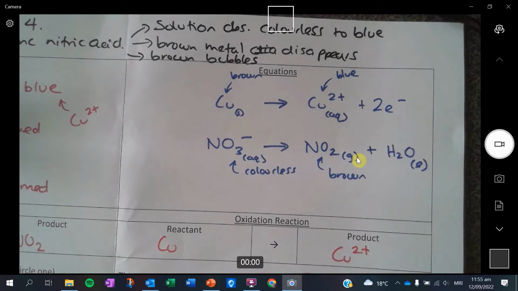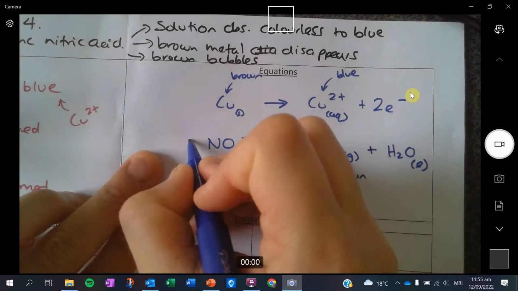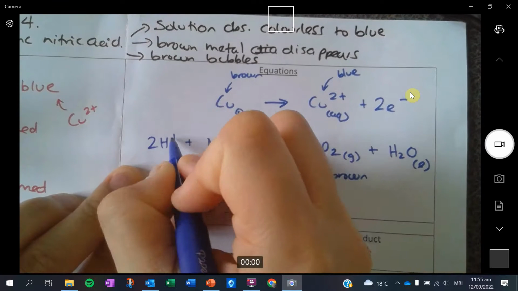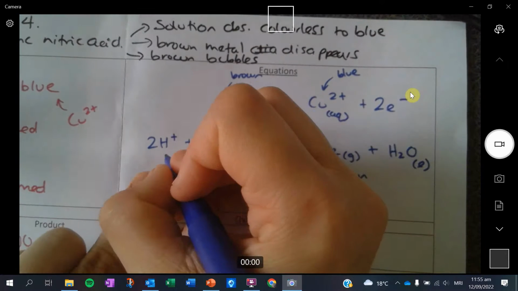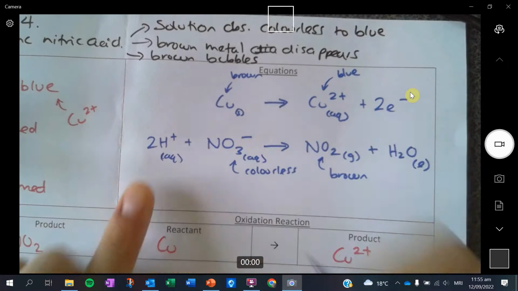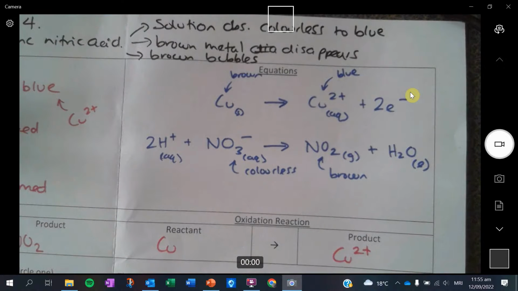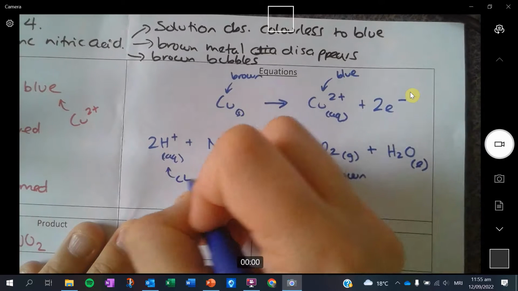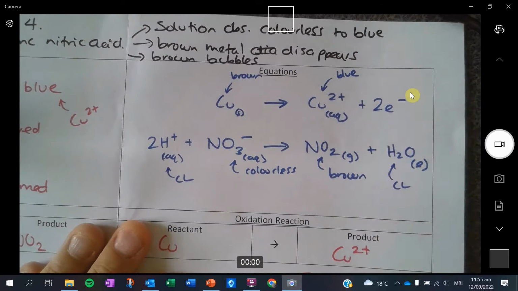All right, do we see how we got there? All right, but I created a problem now, didn't I? Yes, you did. What did I add? You need 2 hydrogens. I added hydrogen, so we're doing the opposite side, plus 2H+. That'd be aqueous, which makes sense because we're dealing with an acid. And these are all colorless, colorless, colorless.